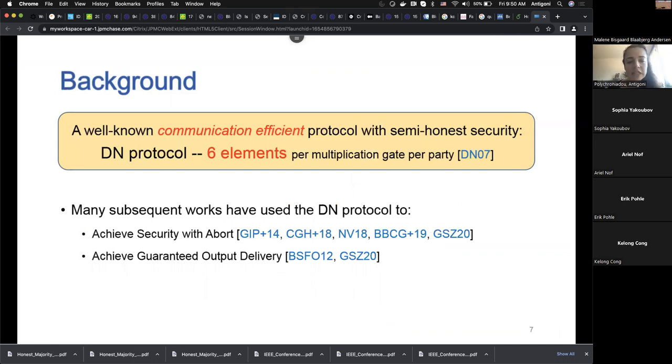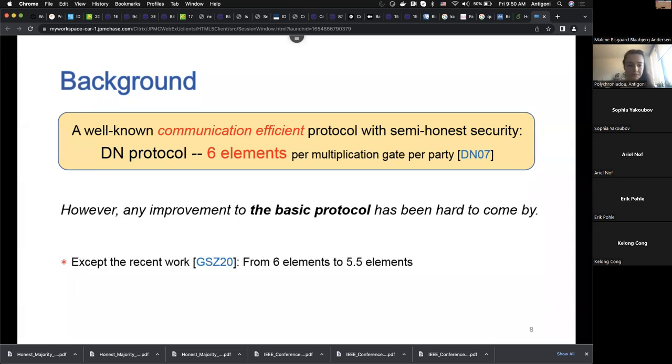Okay, so first, I'm going to start with the Damgård-Nielsen protocol. And if you don't know this protocol, maybe you should not be sitting there. I'm joking, but it's a very influential protocol. Many works are based on it, and first, we're going to review this protocol.